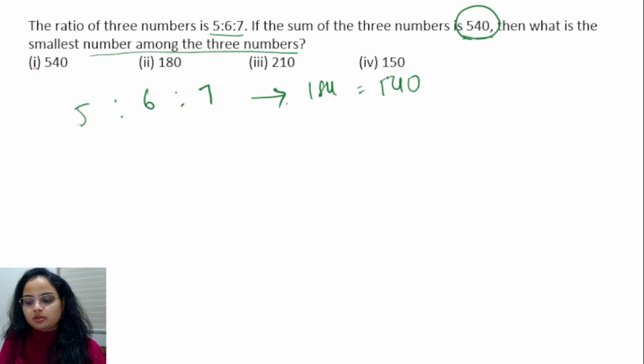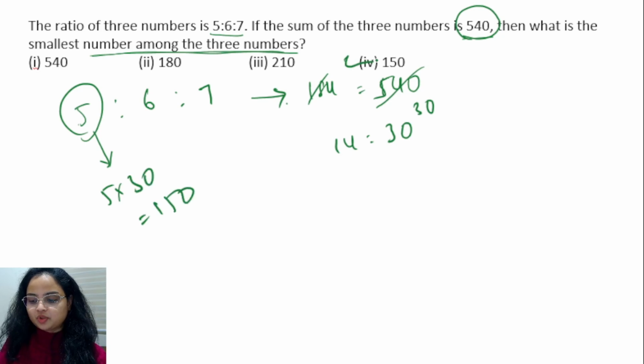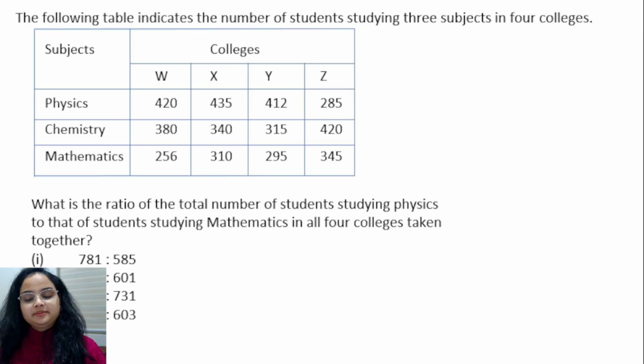18 units is equal to 540. So 1 unit is what? It is 30. 1 unit is equal to 30. So the smallest number is 5. Smallest number among the three numbers is 5. So here 5 units is what? 5 into 30, it is 150. Okay, fourth option. Next one.